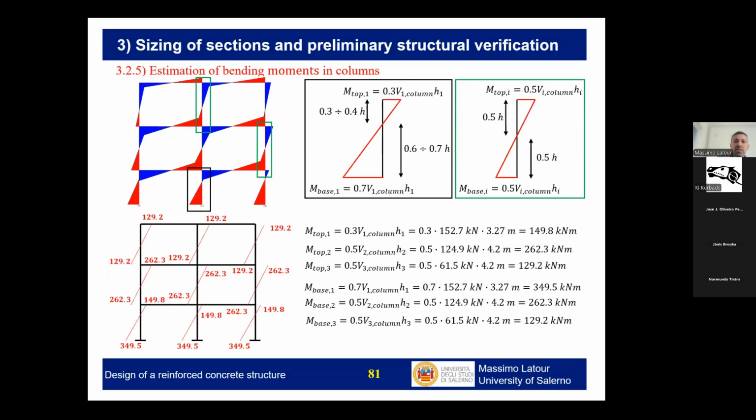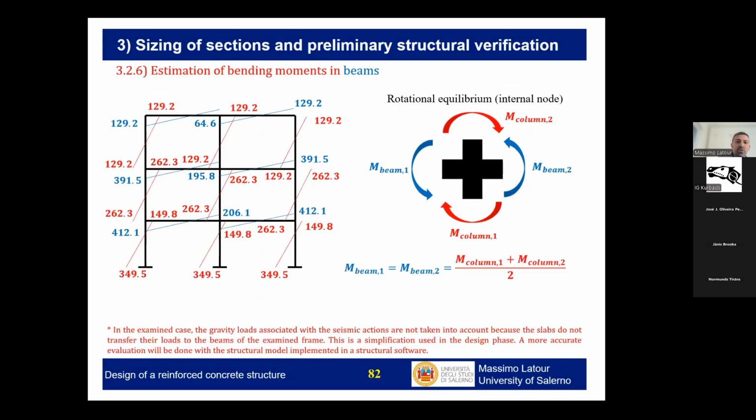So if we impose the point of contraflexion in the center of the column at the higher stories and a little bit higher at the lower stories, we will be able to calculate the bending moments in all the members of the structure. So we start from the shear, we multiply it by the height times a coefficient, which can be 0.5, 0.3, or 0.7, case by case. And afterwards, we will be able to check by internal equilibrium also the bending moments in the column.